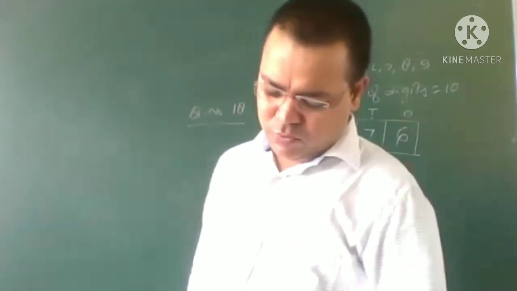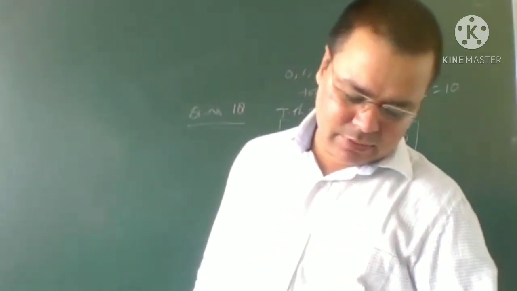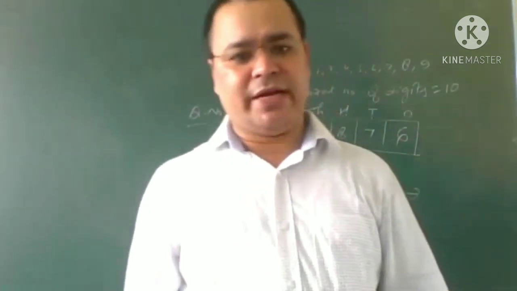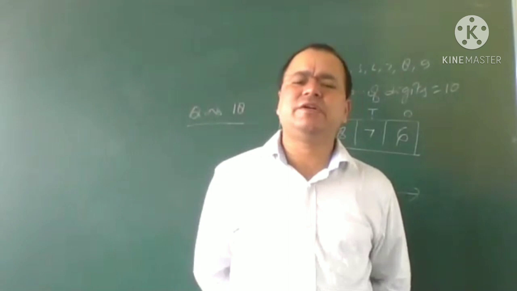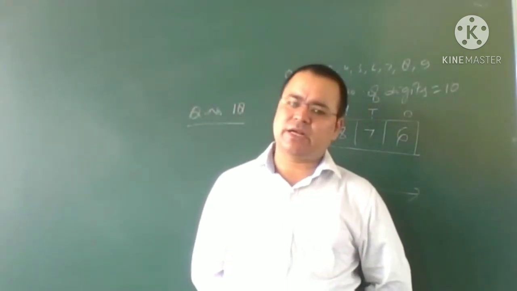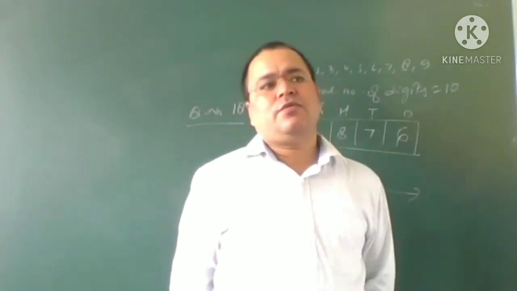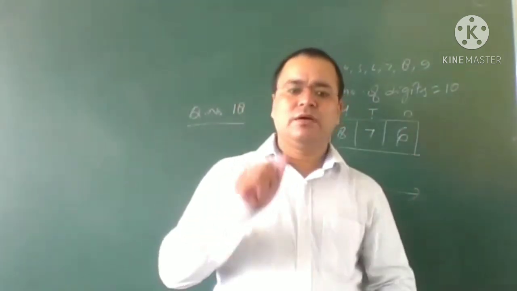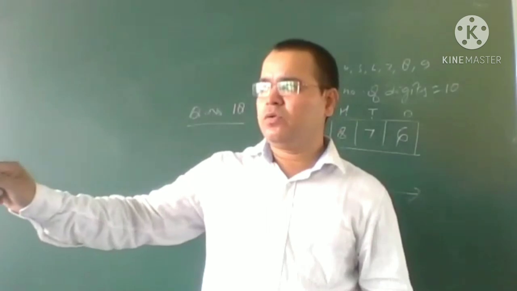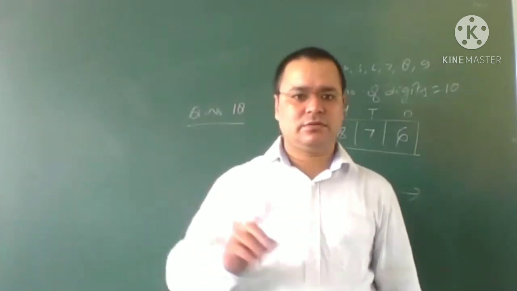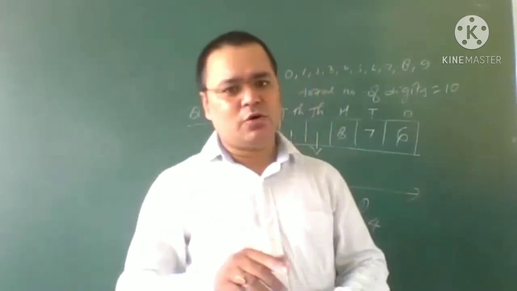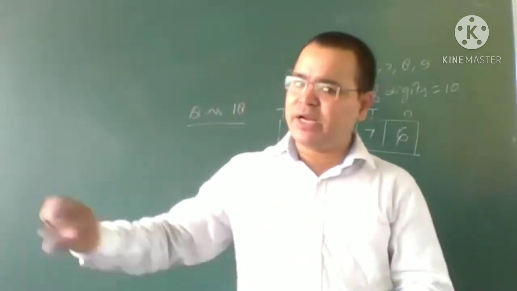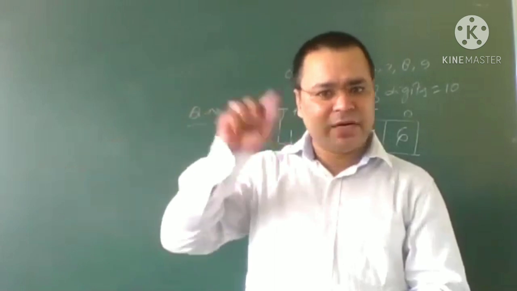Now let us see permutations when all objects are not different. What does it mean that all objects are not different? Just like if we have 10 places and we want to put in each place 0, 1, 2, 3, 4, 5, 6, 7, 8, 9, they are all different digits.